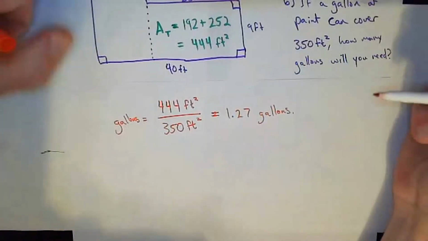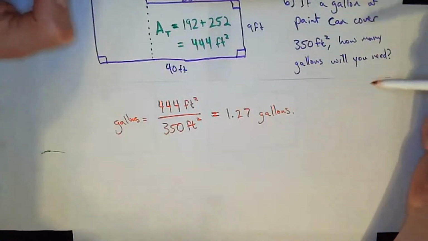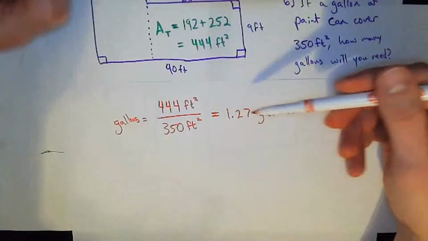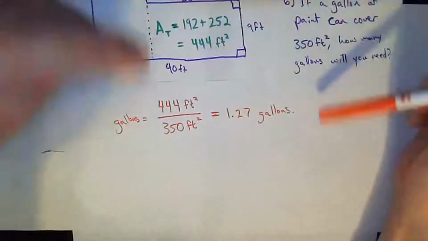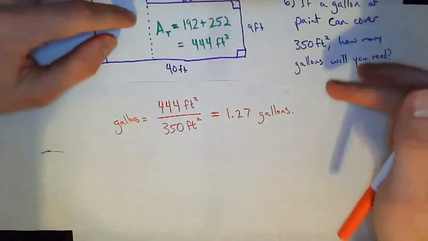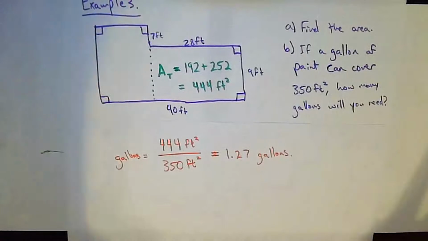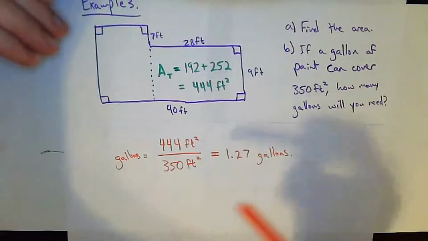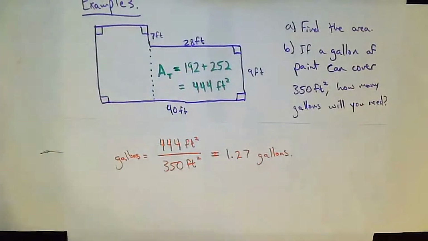So if the store sells like half gallons, you could save a bit of money by just buying 1 whole gallon and then a half gallon instead of buying 2 whole gallons. So at this point, this is when you have to make a decision as the consumer, the person actually trying to do this, like whether maybe you have other stuff to paint, so maybe you should go ahead and get 2 gallons. Okay.